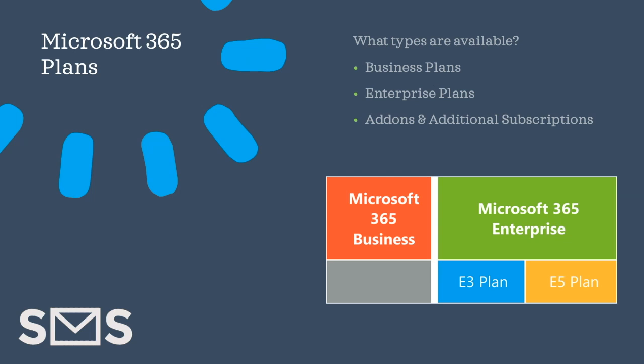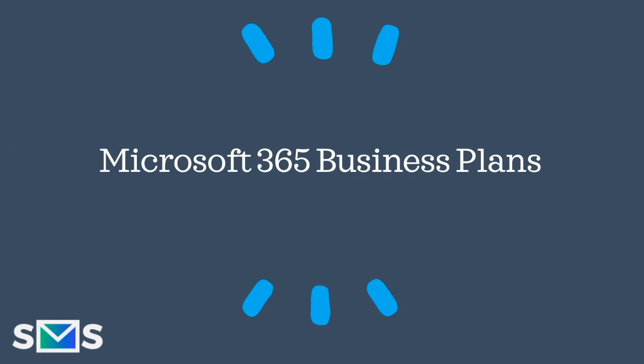So what types are available? Currently there are basically two types, which are business plans and enterprise plans, and then there are some add-ons and additional subscriptions that you can take out. We're just going to briefly summarize and go through each plan now. So we're going to start with Microsoft 365 business plans and what they are.